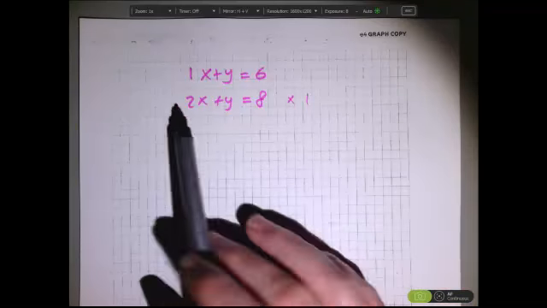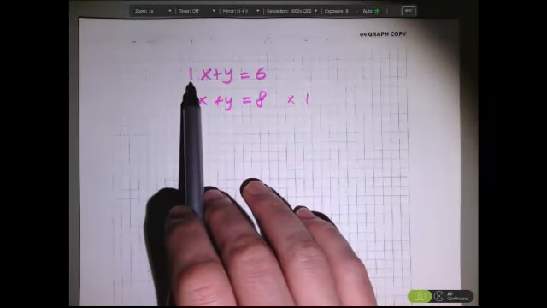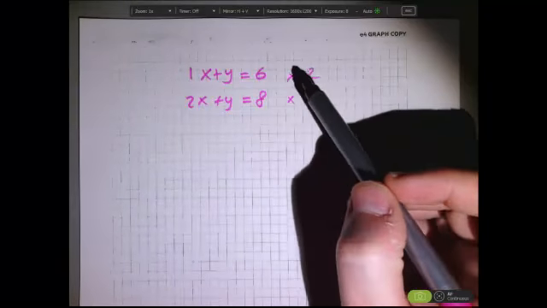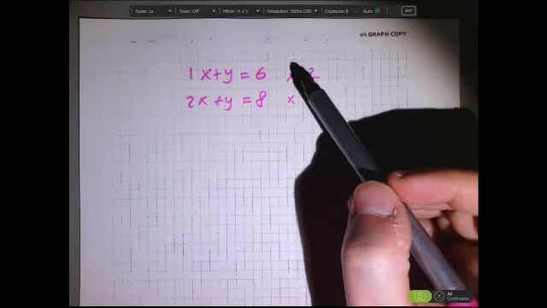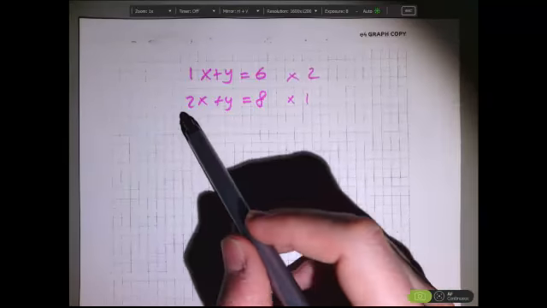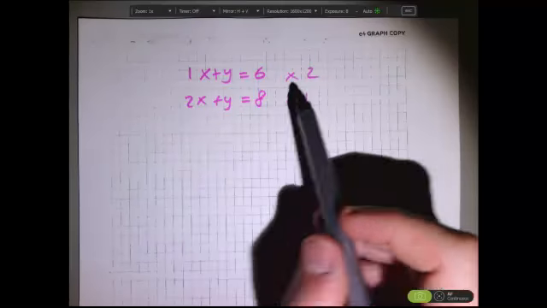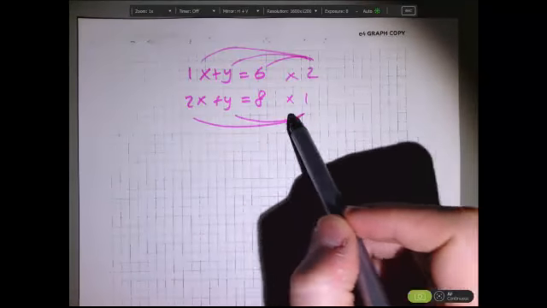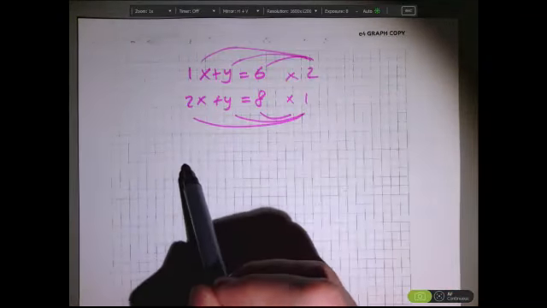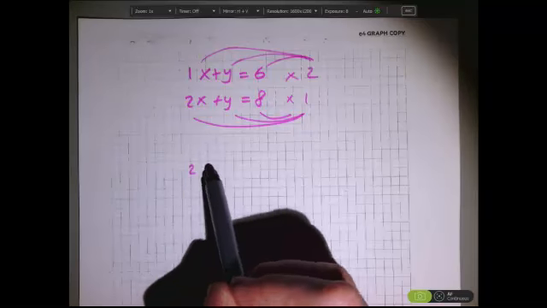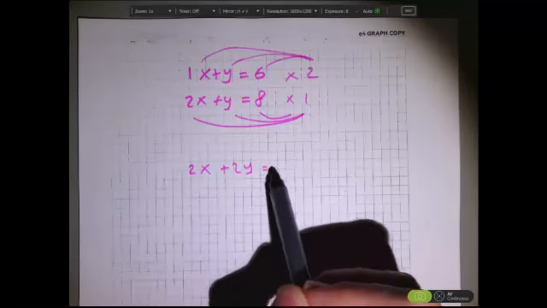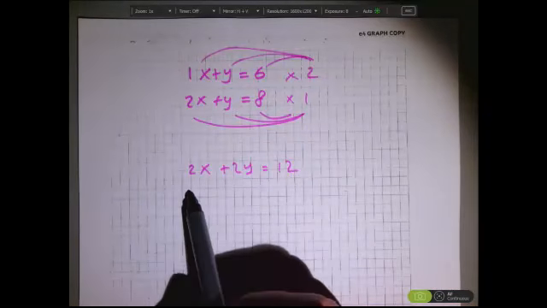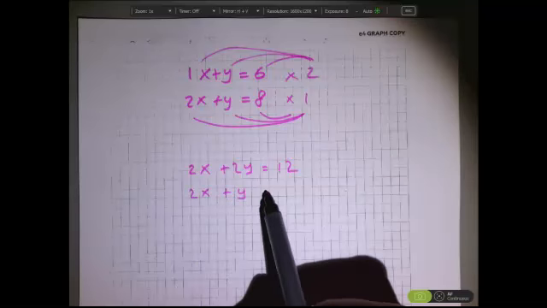So we'll multiply the bottom row by 1 because 1 is the number in front of the x here, and we'll multiply the top row by 2, because that's the number in front of the x in the second equation. So this 2 has to multiply into everything. So 2 by 1, taking that top line, will be 2x plus 2y is equal to 12. Multiplying the bottom row by 1, you'll end up with 2x plus 1y, or y, is equal to 8.